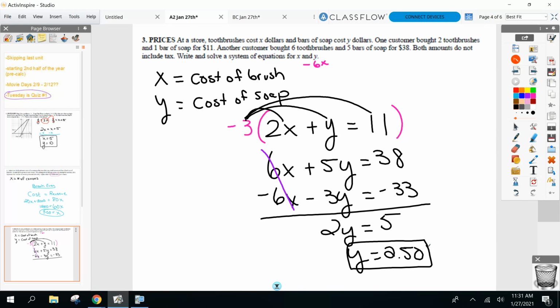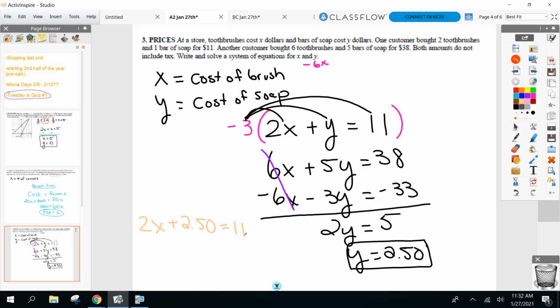Just like we did in problem number 1, how can you guys now find x? I know the cost of soap is $2.50. How can you guys help me find a toothbrush now? Plug 2.50 in for one of the equations. Go back to one of the 2 original equations, and where you see a y, plug in $2.50. I'll take the first one, I guess. So 2x plus, plug in 2.50 now for y, equals 11.